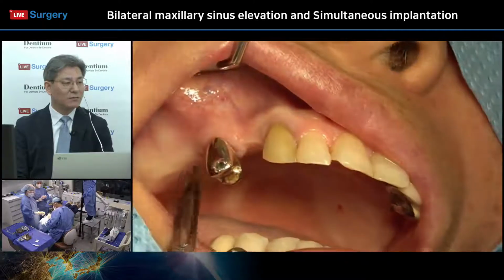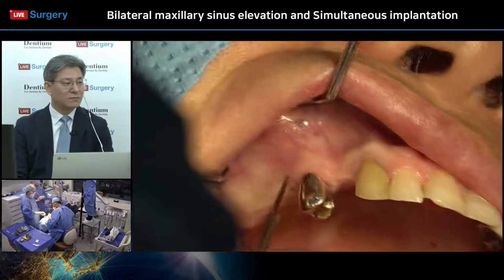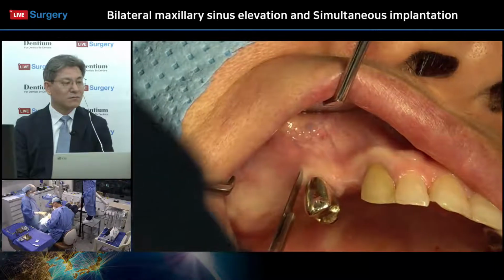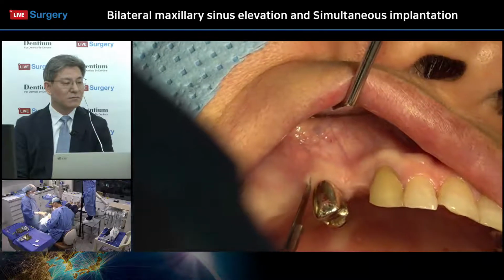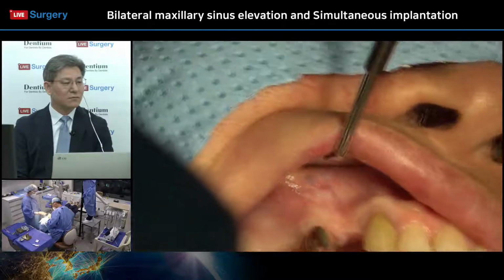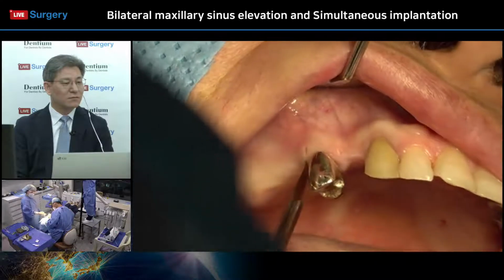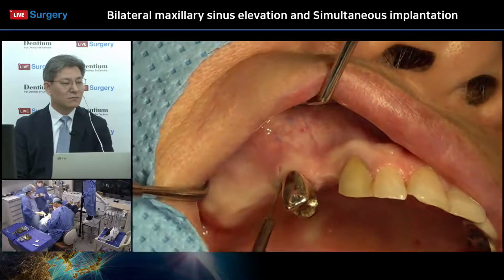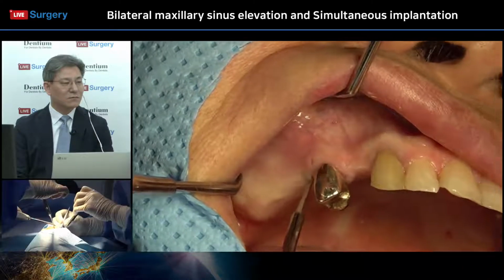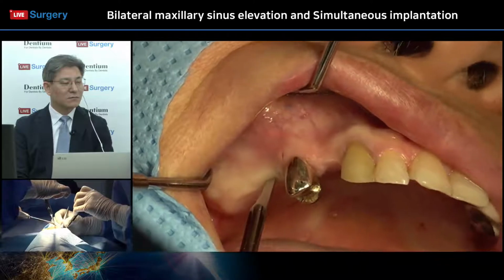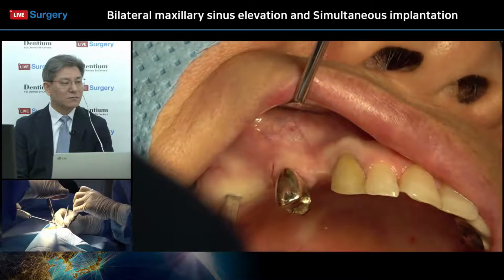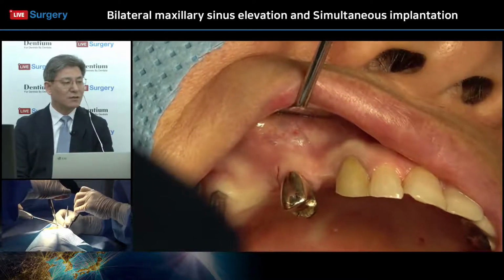To minimize the incision and not to disturb the periodontal tissues around the natural tooth, I place it around 1 or 2 millimeters apart from the natural tooth, with a little bit of palatal incision after that, and a vertical incision for the sinus elevation. Okay, like this one.